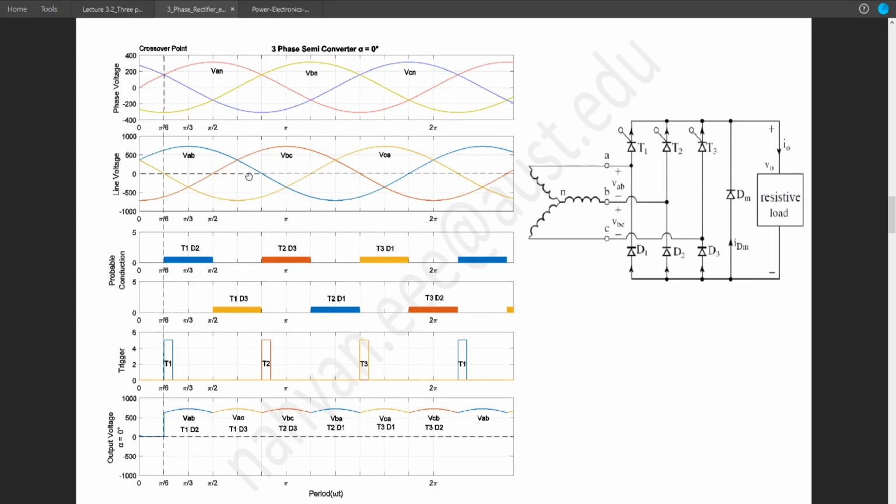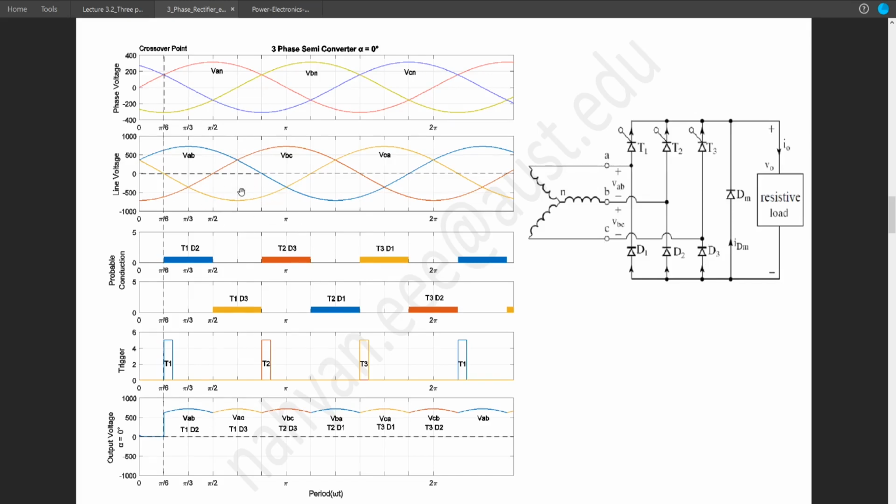So again, if we concentrate on the lower portion of the waveform, this portion here VCA is positive and here VCA is negative. So a negative VCA means VAC. So if we flip that waveform, this will become VAC.